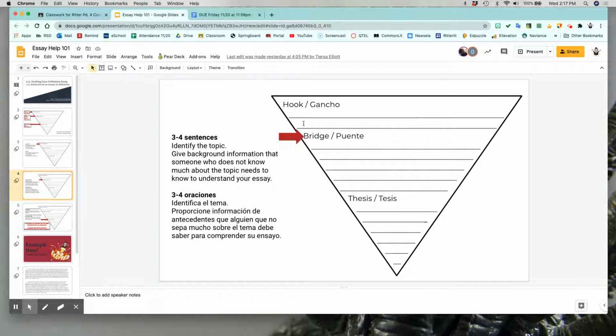Once you get past the hook, you have the bridge. And the purpose of the bridge is to connect the hook to your thesis statement. So in the bridge, you're going to talk about what your topic is. You're going to give some background information that your reader would need to know. Depending on what you're writing about, like what the content of your body paragraphs are, this could look different. So we're going to get to an example a little bit later that will help make it clear what exactly the bridge does.